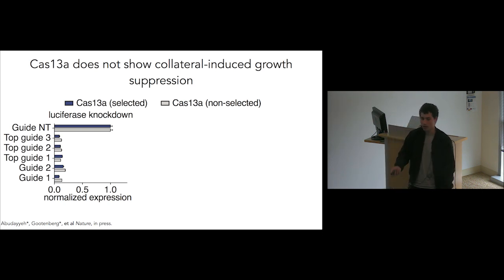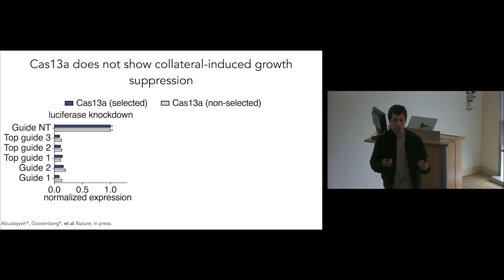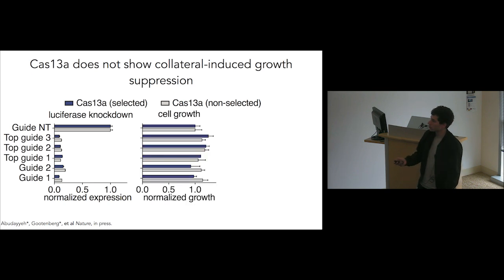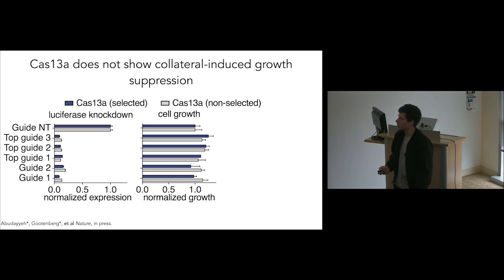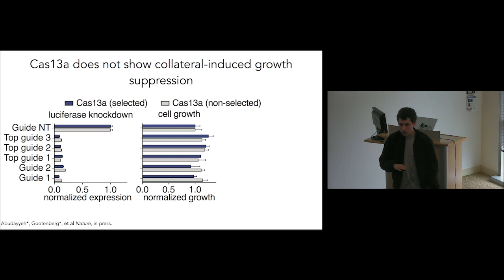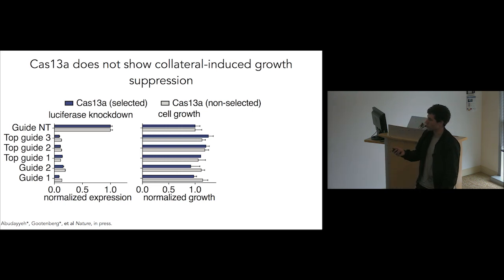But we wanted another way to show that we weren't having any sort of growth phenotype. So we actually looked at how the cells grew. So when we target luciferase, we can see a very effective knockdown with different guides, either from a screen or from another experiment. So it's definitely targeting luciferase. But if we look for growth changes, we can actually see that when we assay cell growth by CellTiter-Glo, we don't see any significant growth changes in our targeted cells versus our non-targeted cells.